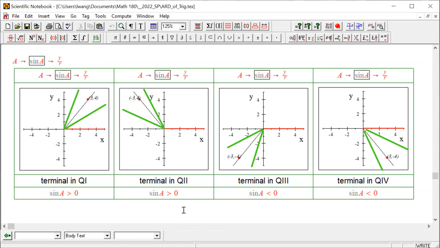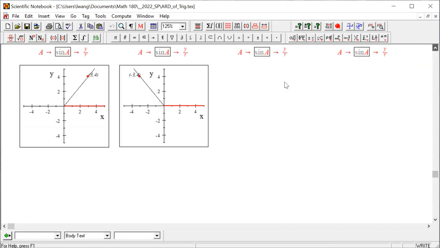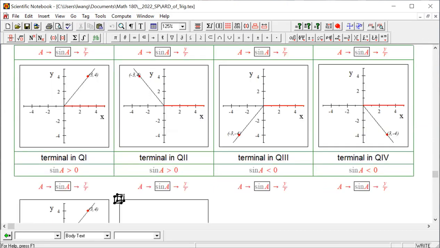Okay, how about cosine? Let's go see cosine. It will be the same example. What will be the definition of cosine? That's right, x over r. So I'm going to clean this up, and I'm still going to adopt all of these, but for cosine.